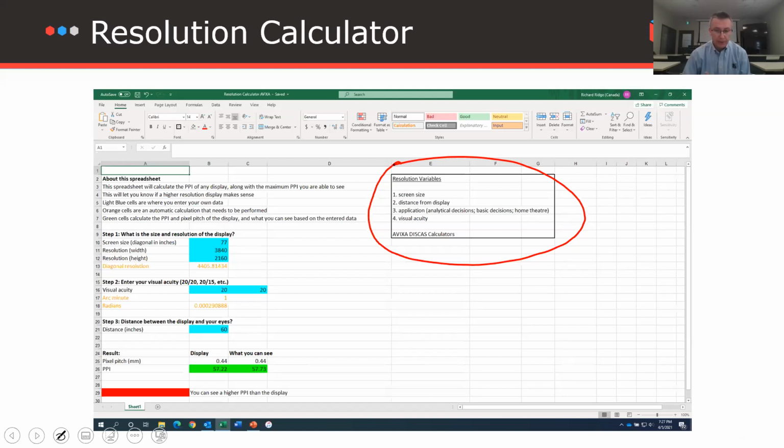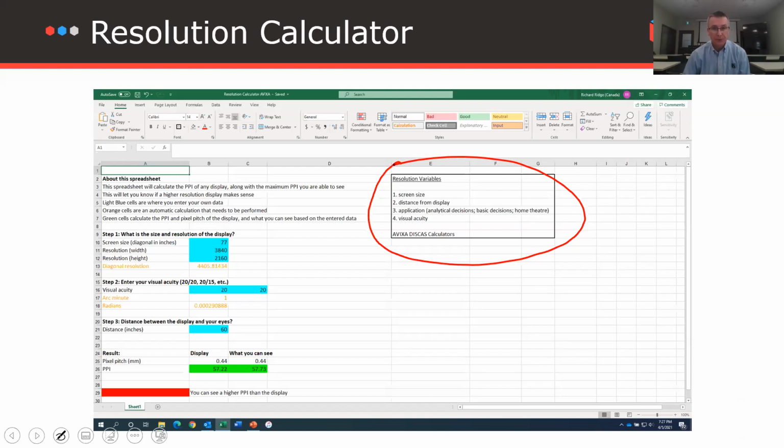The next two that come into play are application. If you look at the AVIXA calculators, they're DISCAS calculators. They break it down into analytical decisions versus basic decisions. So if I'm trying to look at engineering drawings, that's much different than if I'm looking at a PowerPoint presentation like you are now. And the last one that comes into play is visual acuity.